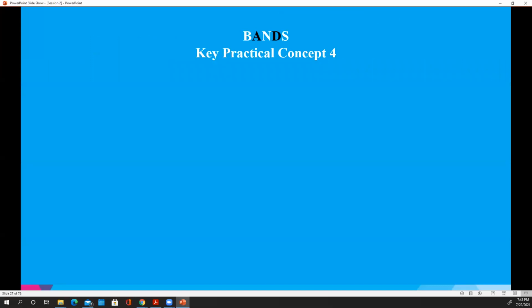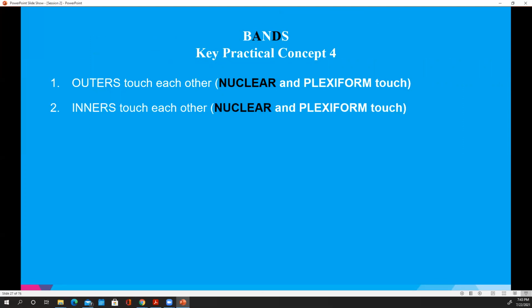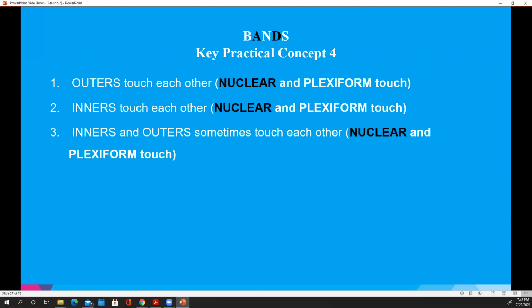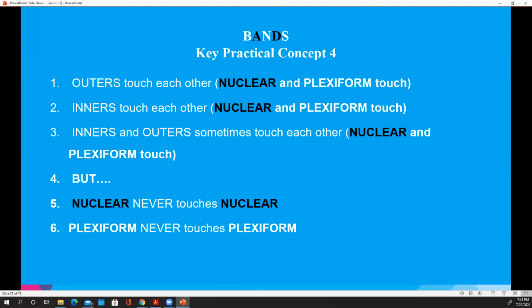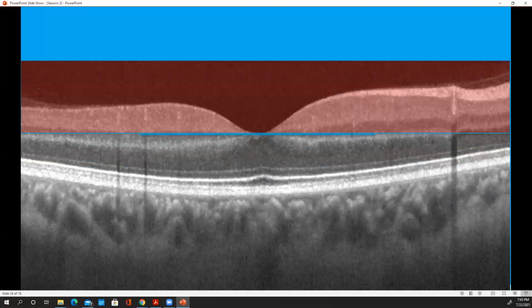So then we just flip it over and we say the outers touch each other, nuclear and plexiform touch. You already know that. And the inners touch each other, nuclear and plexiform touch. And this is true also, but nuclear never touches nuclear and plexiform never touches plexiform. That's the key concept. So you don't have to worry about that. So we're going to do this. We draw the line again. And then we say, okay, let's focus on the guys on the inside.